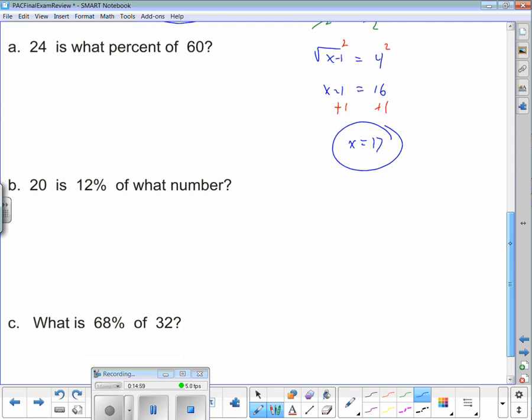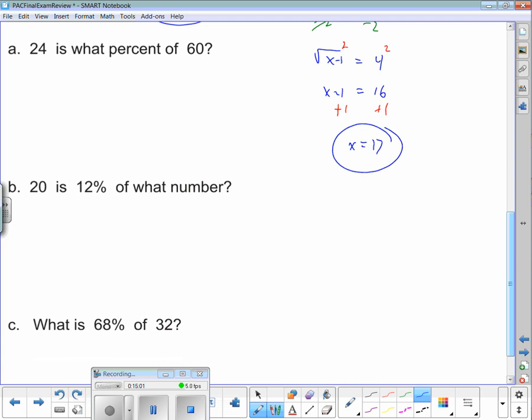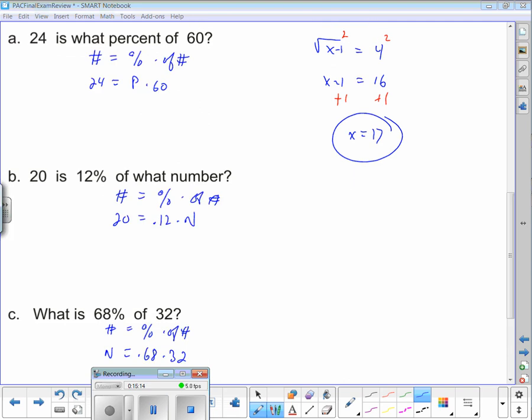All right, let's do a few percent problems. Let's do A, B, and C. By the way, what do you want to ask when you finish a percent problem? Ask the ma'ams, right? Does my answer make sense?